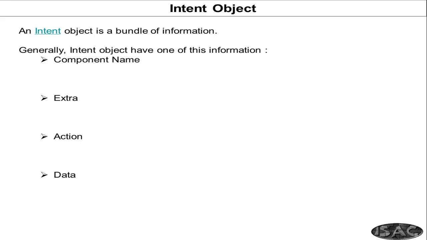As we saw in the previous one, an intent object is also a bundle of information, and it has some standard things. The first thing is called the component name, which we have seen. This is the target component name, like a target component.